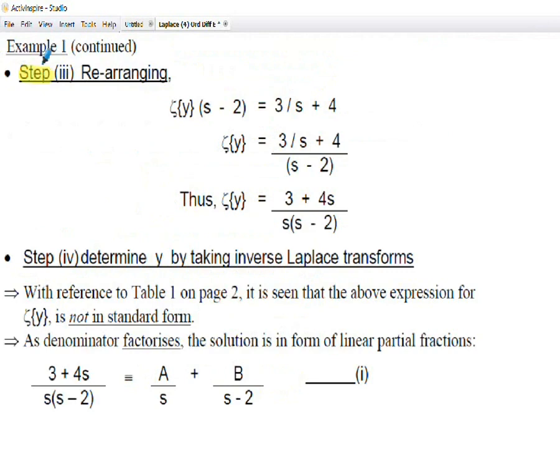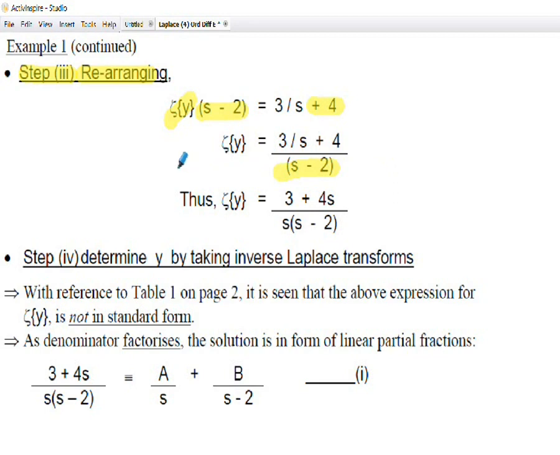Okay, step 3 here, we're now going to rearrange the equation to make the Laplace of y the subject of this equation. From the previous slide, I would add 4 to both sides to get the 4 on the right hand side, and I would divide throughout by the s minus 2 in brackets to get that on the denominator. So now I have 3 divided by s plus 4, all divided by s minus 2.